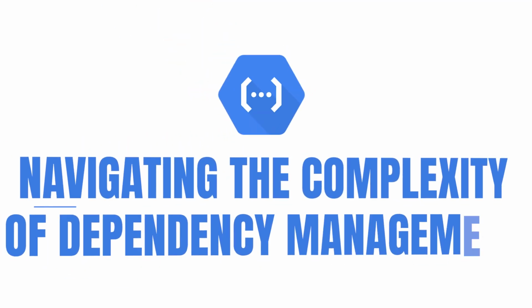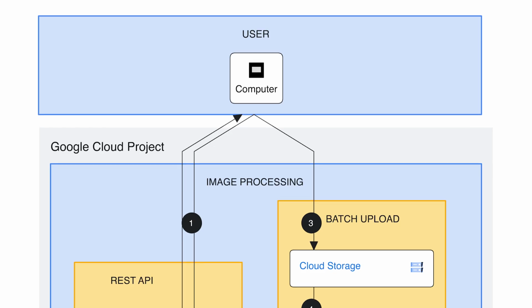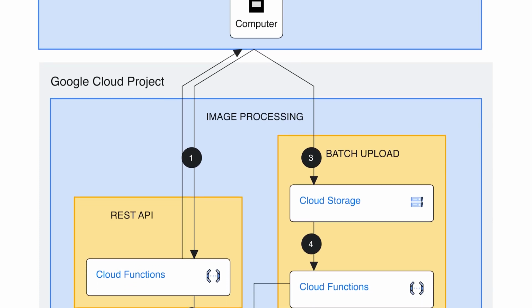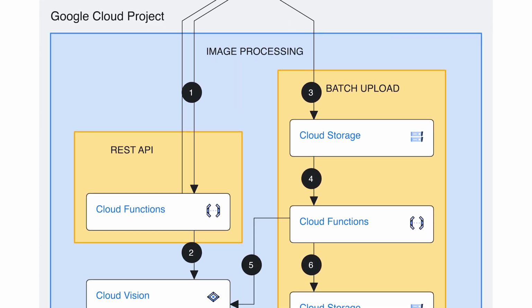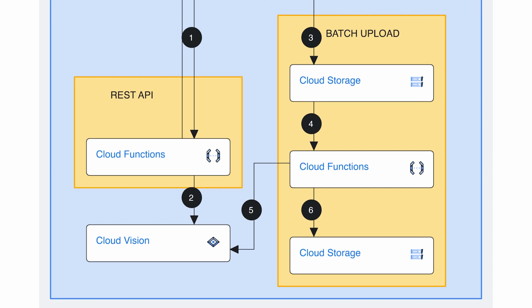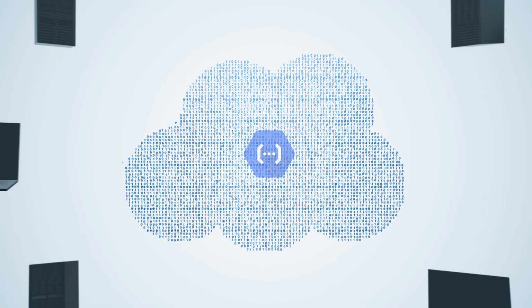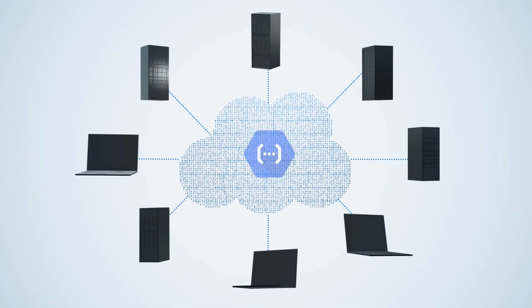Navigating the complexity of dependency management. As we navigate the complexity of dependency management, think of dependencies as the branches and roots of your application. Proper management ensures your functions thrive without entanglements.